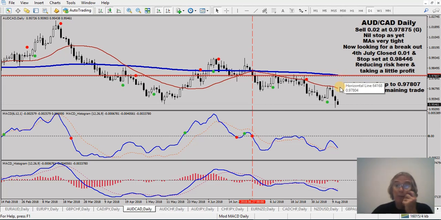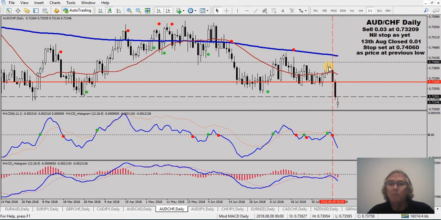Aussie Swiss, sell from Friday. Good drop. Sorry, Thursday I think. Friday morning. Good drop. Nice. Got to this level here, which is a previous low. Closed out 1/3. Placed my stop in place. Still a bit of a risk in this trade, but at the moment it's looking all right.